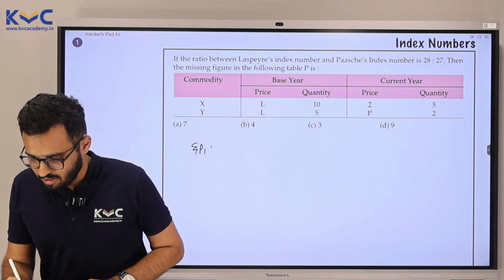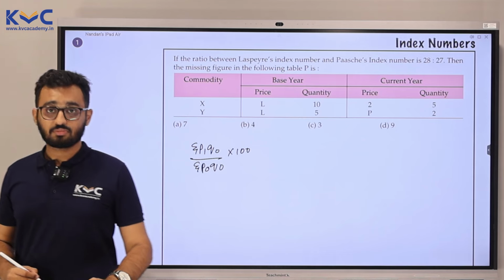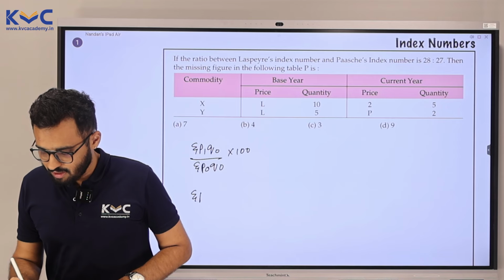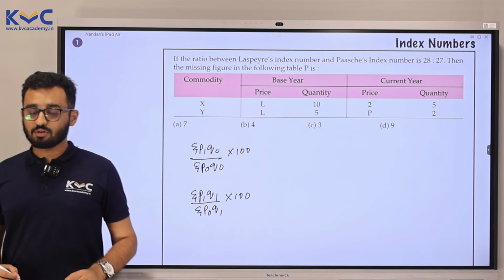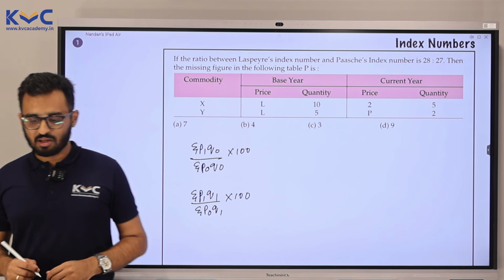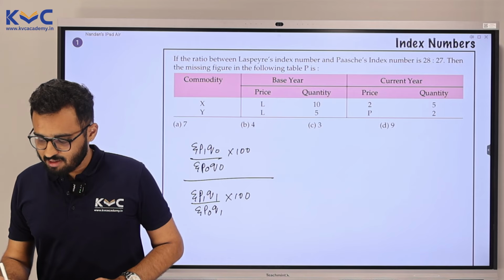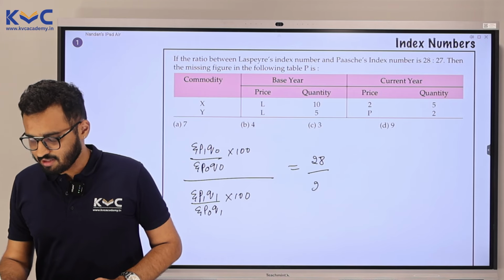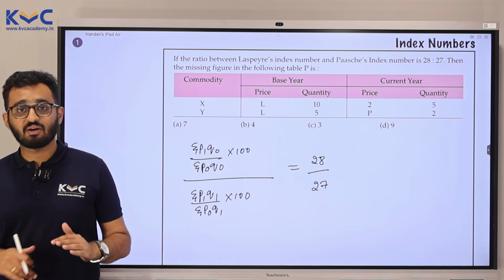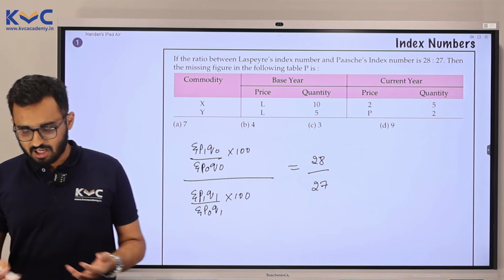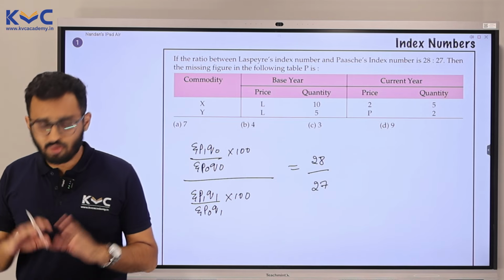So we'll have to see what is available and try calculating something. Laspeyre is summation P1 Q0 divided by summation P0 Q0 into 100, correct? And Paasche is summation P1 Q1 divided by summation P0 Q1 into 100. And we know the ratio is 28 is to 27. Can I say this divided by this is equal to 28 divided by 27? Now this is the only information we have. We need to take it forward, so we can't cut this. There is nothing in common which gets cancelled, so there is no way out with this.